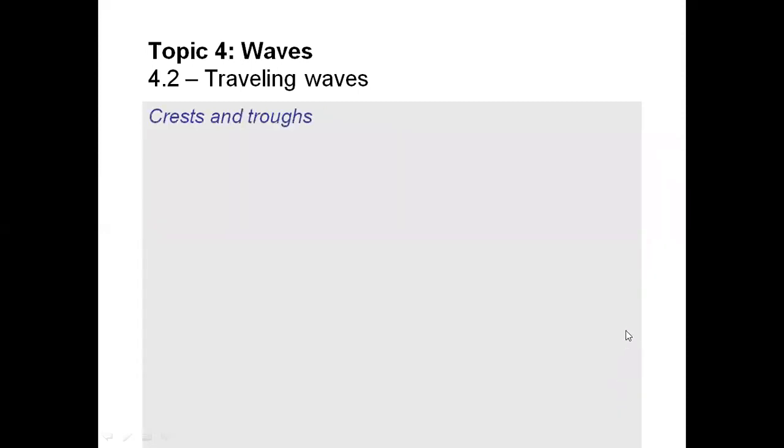Okay, now we will see some more definitions related to wave properties. These definitions are very, very important. We should always remember these definitions. We will start with crest and troughs. So let's see what crest and troughs are.